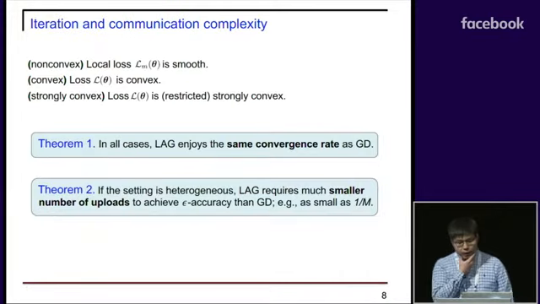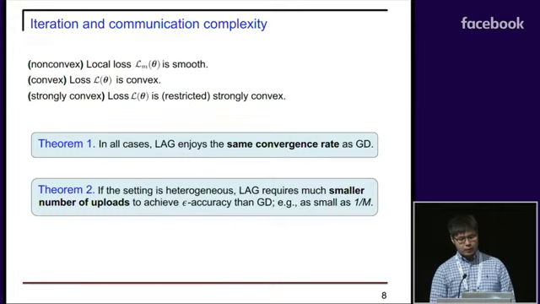Our algorithm is very simple, but has strong performance guarantees. We consider 3 cases with different assumptions on the objective function: for example, non-convex, convex, and strongly convex and smooth. In all these cases, LAG enjoys the same convergence rate as GD.